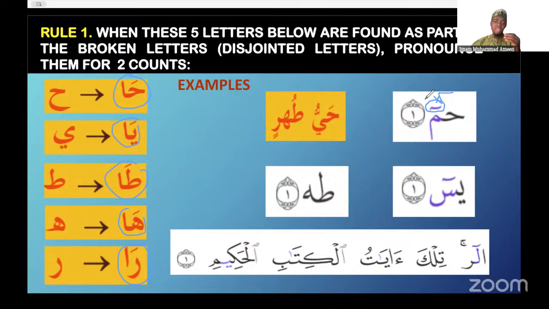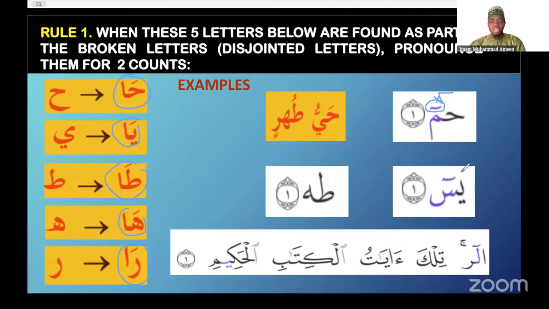Hamim. You see the meem gets longer for 6 counts. The ha goes for 2 counts. This is because the ha is part of the disjoint letters that will have 2 counts. So Hayyu Turin is the acronym for those 5 letters. Anytime they are part of the broken letters, the huruf al-muqatta'a or the disjointed letters, they get pronounced with what? With 2 counts. And you see the same thing here.